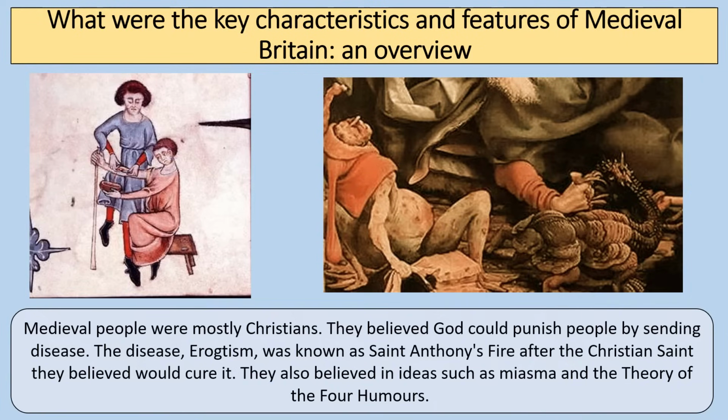Medieval people also believed in ideas such as miasma, the idea that bad smells can cause disease, and the theory of the four humours. And you can see in the other image somebody getting a treatment known as bloodletting, which was again common in medieval times. The belief was that you were ill because you had too much blood and therefore you had to get rid of blood from your body.